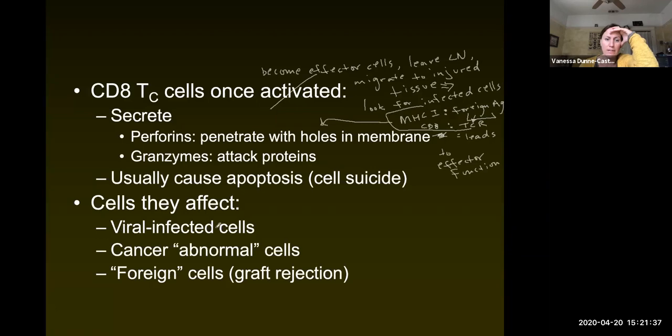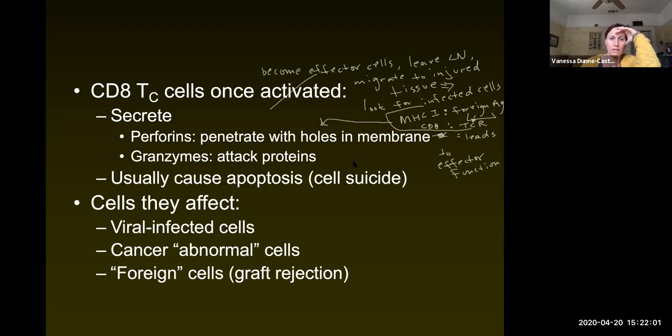This can be viral infected cells or cells infected with any intracellular pathogen, cancerous or abnormal cells, and also any foreign cells that come in. This is in part why graft rejection is such a big thing and why it's important to dampen the immune system altogether for people who have received a graft, so that they do not get their tissue rejected by our cytotoxic T cells.